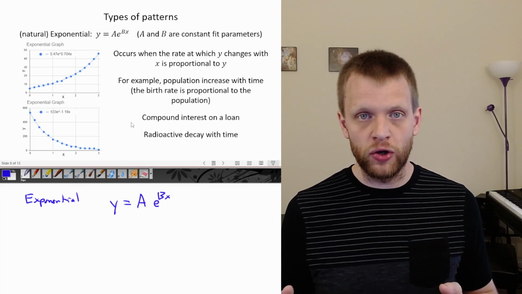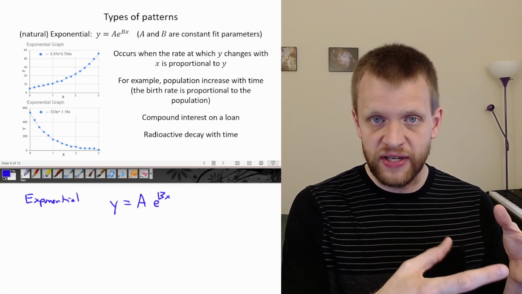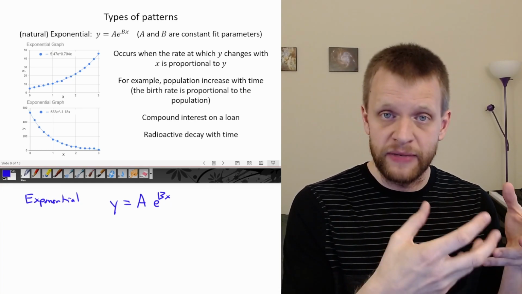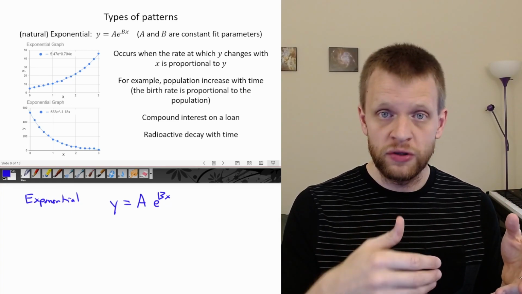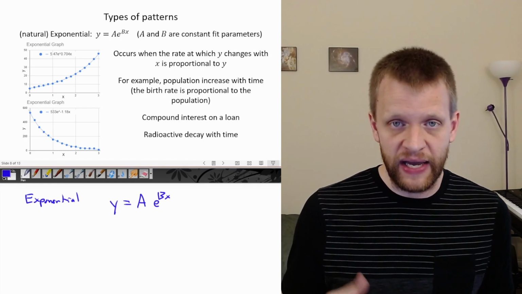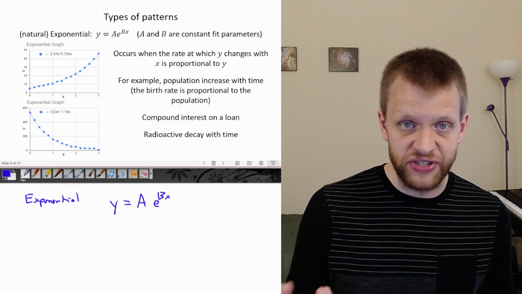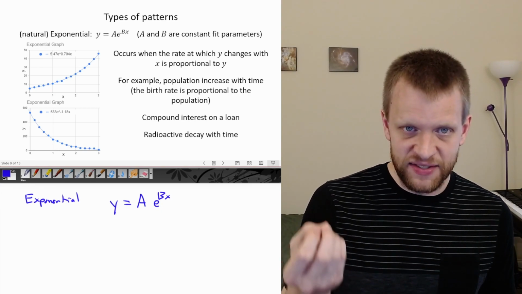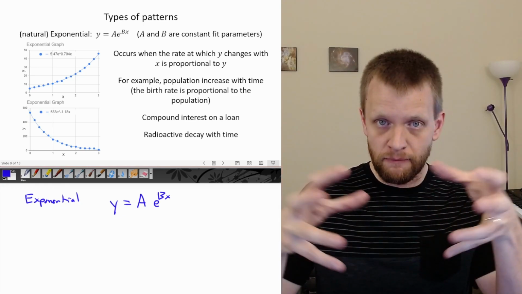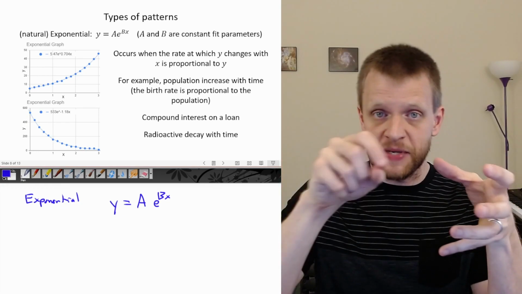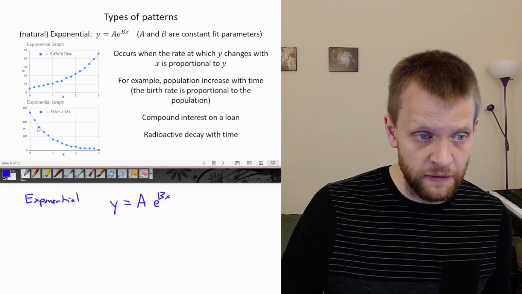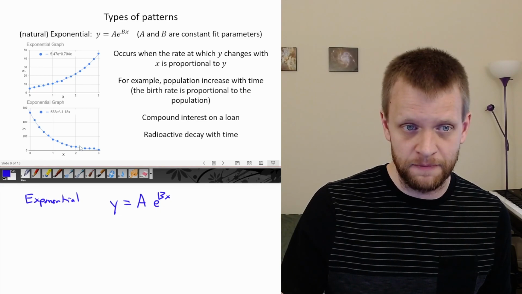Compound interest on a loan. If I have some money invested and there's a certain interest rate of return, the amount of money that I'm getting from that interest rate is proportional to how much money is in there. Radioactive decay. If I have radioactive particles that are going through decays, that decay rate is proportional to how many particles are there. If I have a greater amount of that sample, I'm going to be seeing more and more decays happening. So that would be an example of an exponential decrease with time.